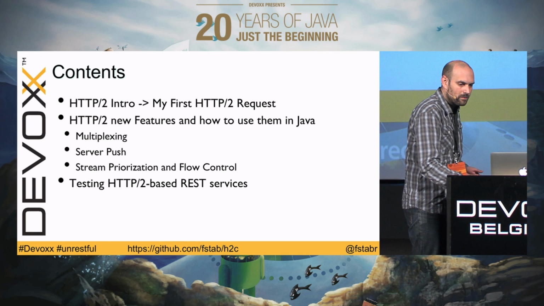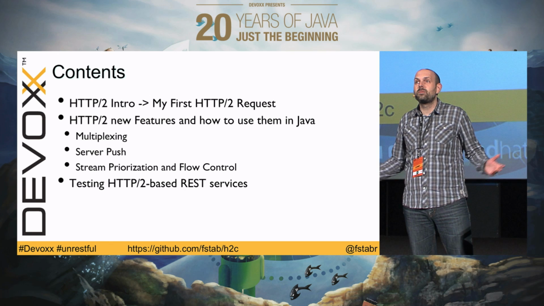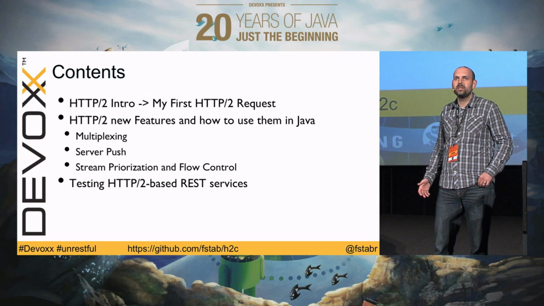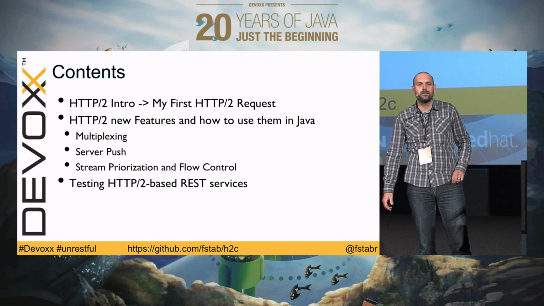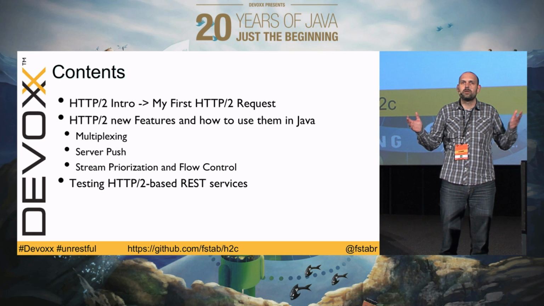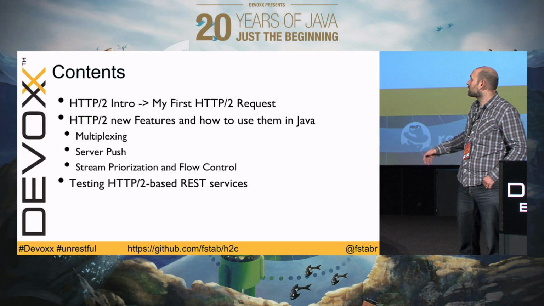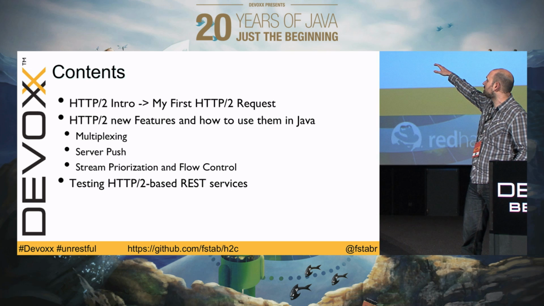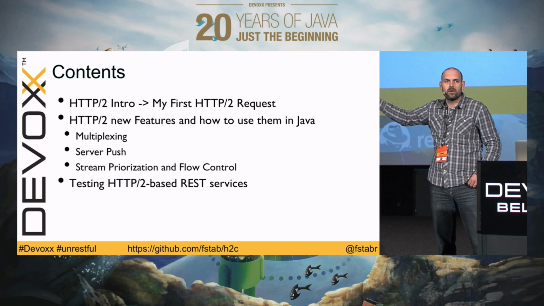So what am I going to talk about in the next hour? First of all, I think there might be some people in the audience who did not have a look into HTTP2 yet. So I start with a quick, like my first HTTP2 request introduction. So we run a simple GET request, look at the traffic, and so that everybody has an idea what HTTP2 is about. And after that, we go through the main features. The main features are multiplexing, server push, stream prioritization, and flow control. And I will explain why they were introduced.